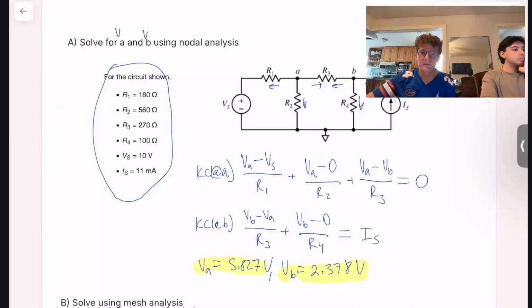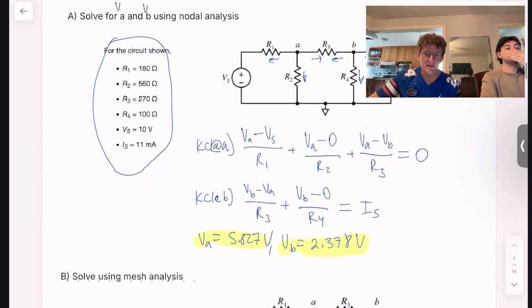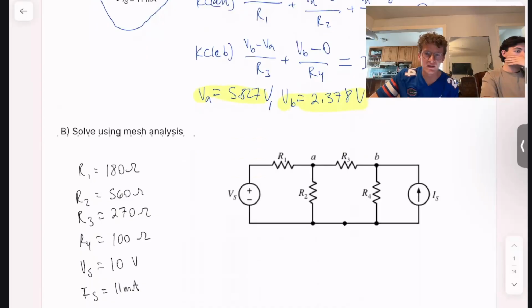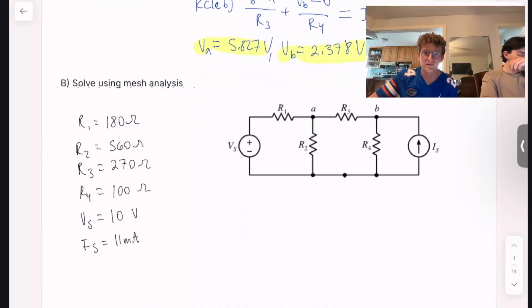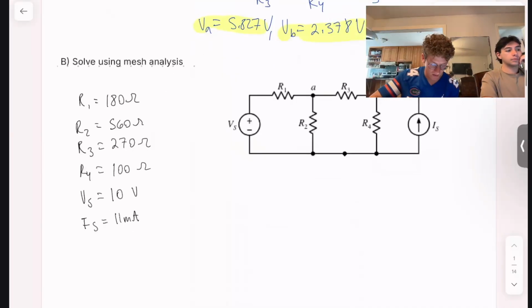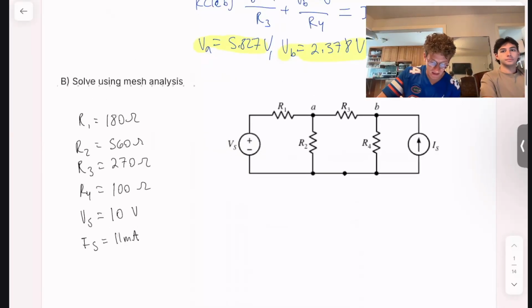So what we're going to do next is solve the same circuit using mesh analysis, and we're just going to compare our answers. Since it's the same circuit, we should get the same values for VA and VB. To start off, I'm just going to label these closed loop currents as IX, IY, and IZ.